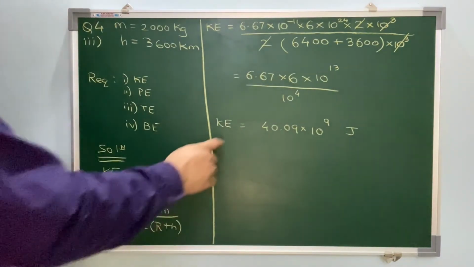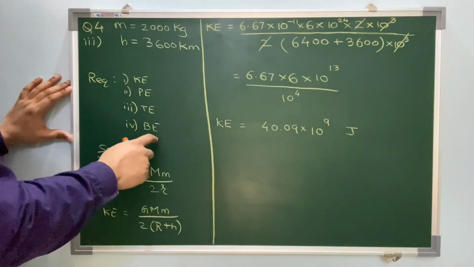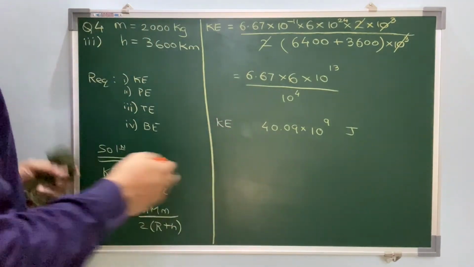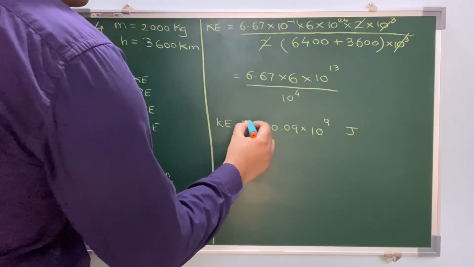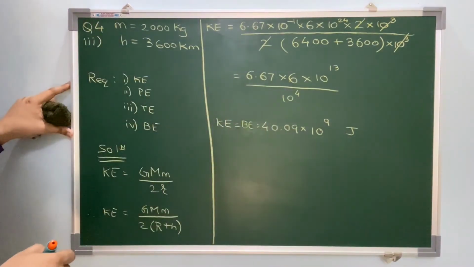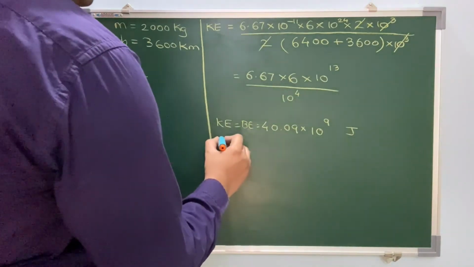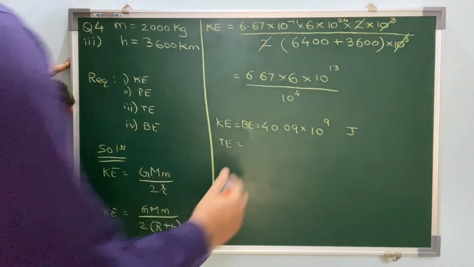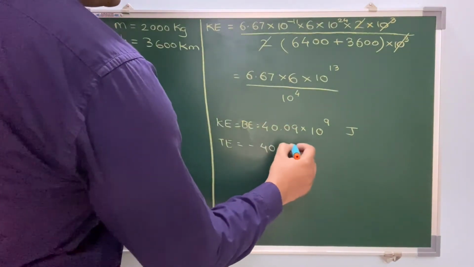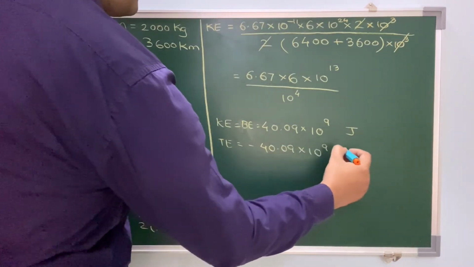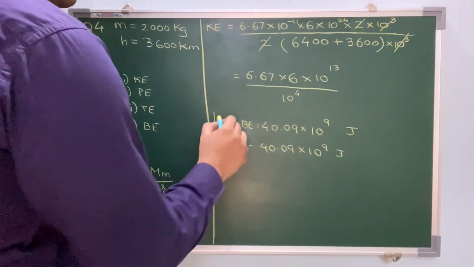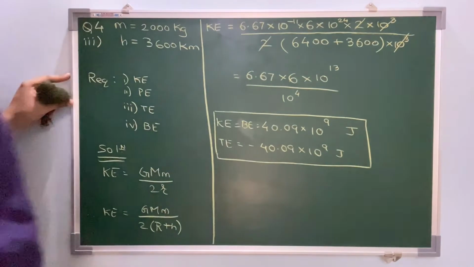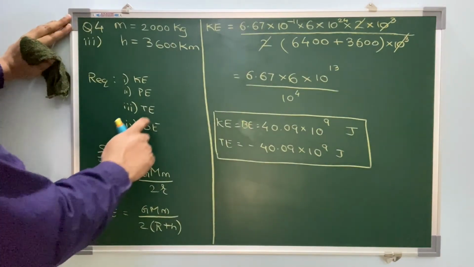So if you think about it, if this is the kinetic energy, what can you say about the binding energy? They are the same, right? So I can say therefore the kinetic energy as well as the binding energy, both of them are going to be the same numbers. What about the total energy? So total energy is going to be nothing but negative of the kinetic energy. So minus 40.09. Okay, so we got these two numbers, positive and negative, 40.09 into 10 raised to 9. What about this potential energy?